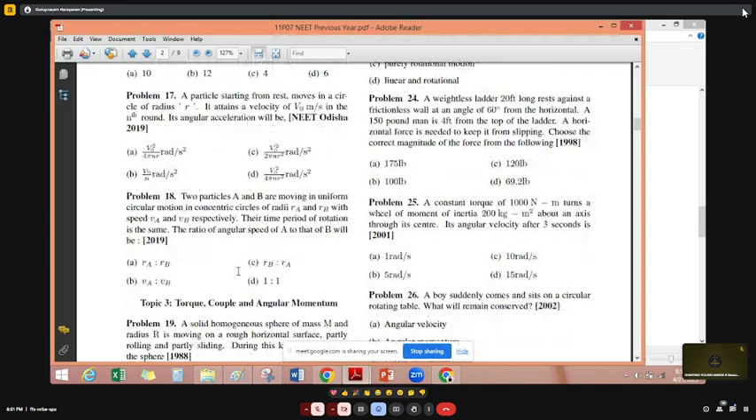You see, again and again they are asking you this, so it's like 1:1 because I told you time period same means omega is also same. Ceiling fan, the inner radius and the outer radius, inner points and the outer points complete the same rotation, right? So omega is same, angular speed.